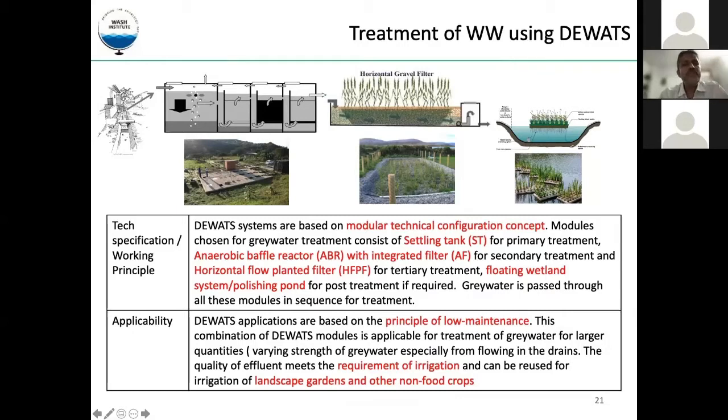So this concept is very popular and has been utilized from a household. This technology can be used for a single household up to a larger population with many households also. So in the country, more than 1,000 systems as on date, people are really using it. So this is called DWATS.